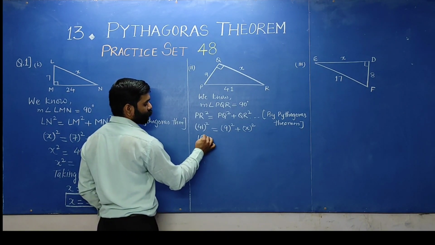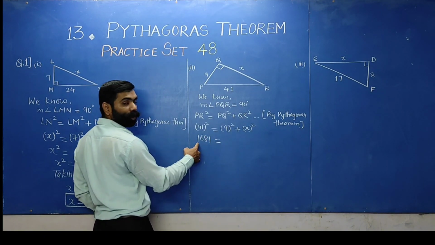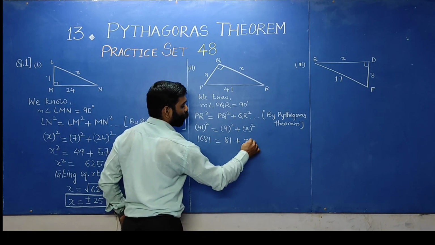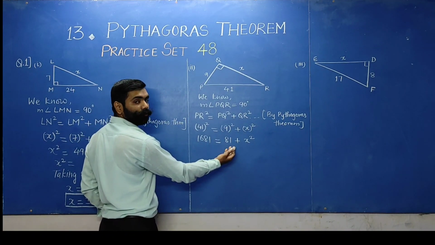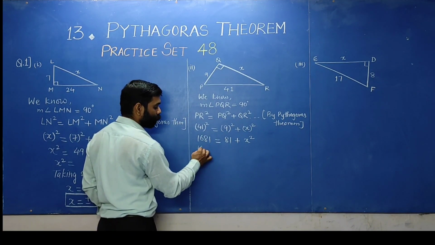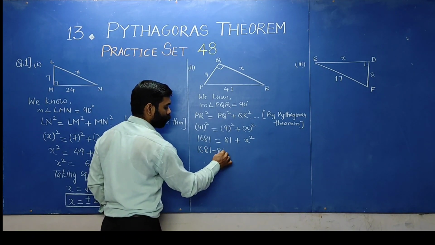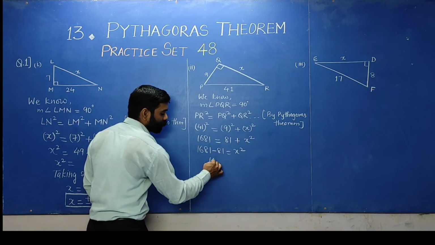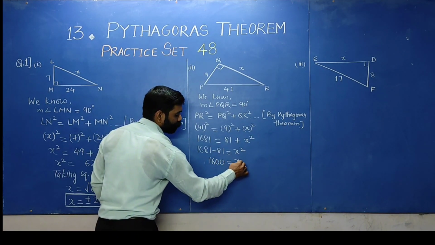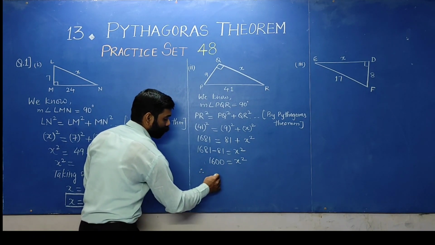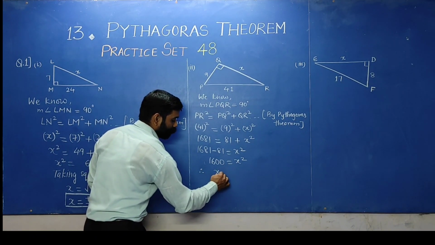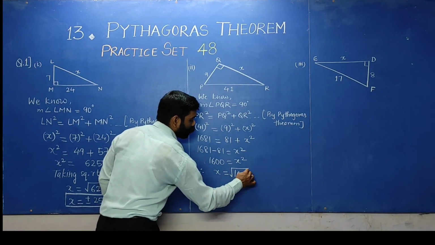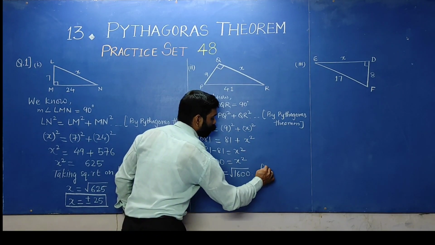41 square is 1681. 9 square is 81 plus x square. 81 comes from the right hand side to the left hand side, it will become minus, is equal to x square. 1681 minus 81 is 1600. Therefore x is equal to root 1600, taking square root on both sides.